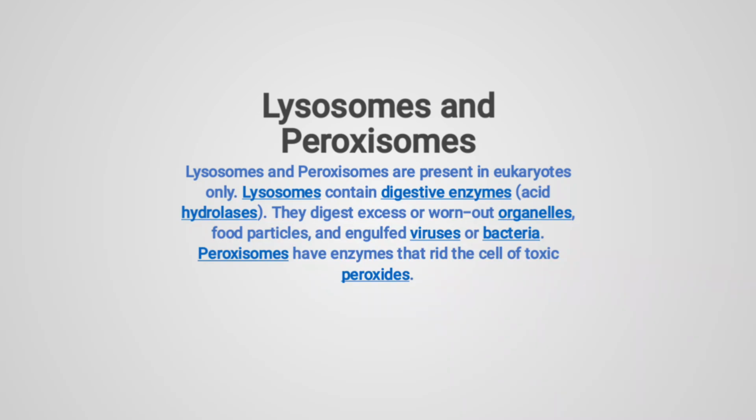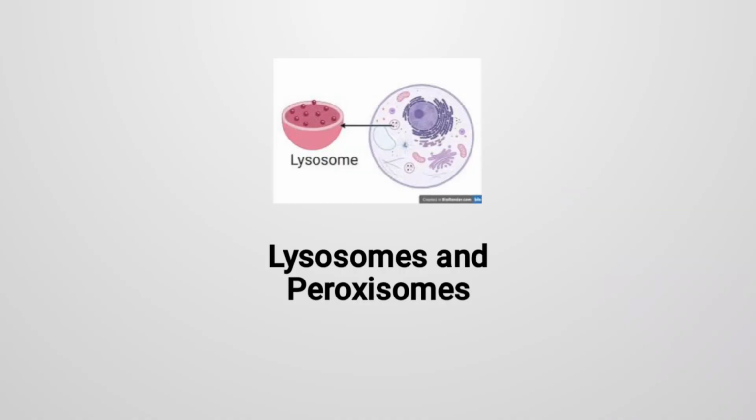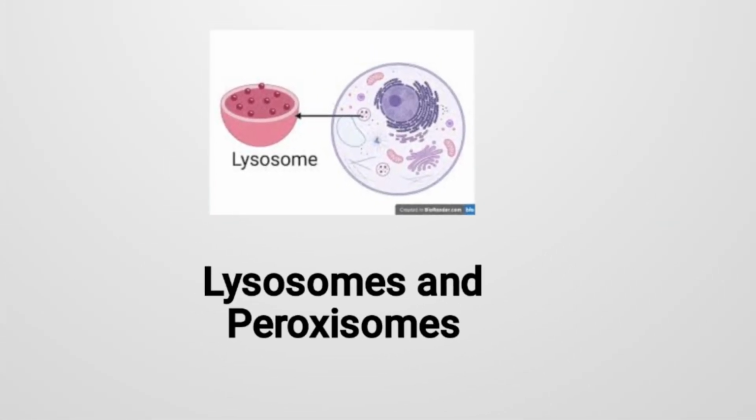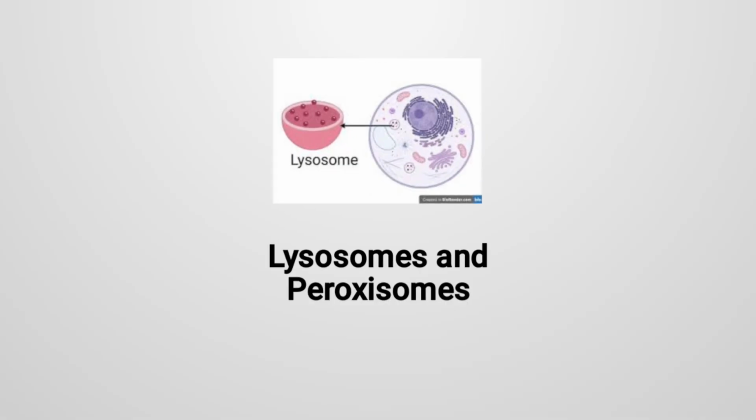Peroxisomes have enzymes that rid the cell of toxic peroxides. Very important statement is that. So lysosomes and peroxisomes, the structure of that. You can see the floating lysosomes in the cytoplasm.